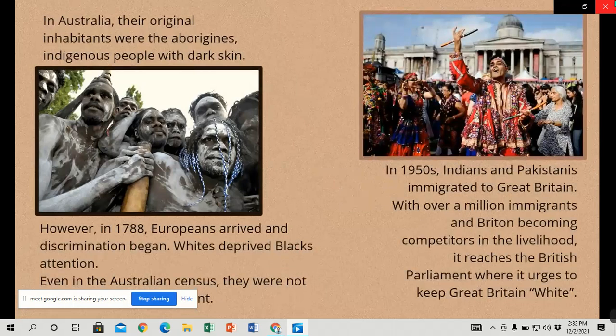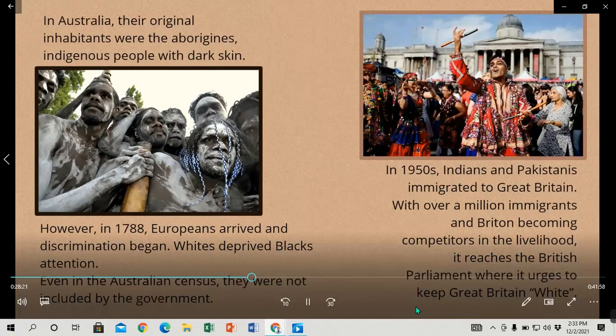So with the colonizers, especially Europeans, arriving at their place, there is a new way of looking at other people. So aside from imposing political and economic changes, there is also a difference in societal ways, or how people would see others. So with the arrival of the Europeans, the whites living in Australia have deprived the black people, especially the indigenous people living in the country, of attention.